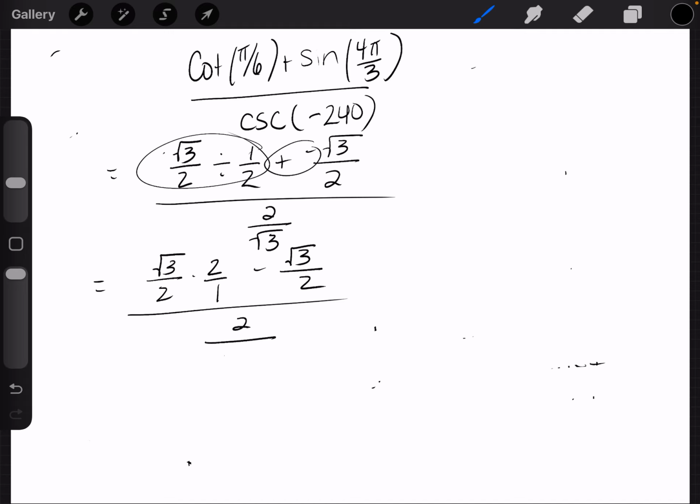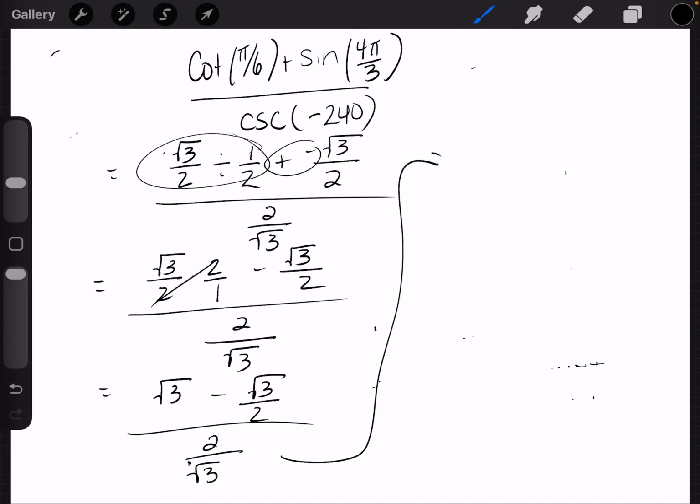And I'm dividing by 2 over root 3. So really, I'm doing root 3 minus root 3 over 2, and dividing by 2 over root 3. So I need to get a common denominator, which means I'm multiplying the top and bottom by 2. I have 2 root 3 minus root 3. 2 root 3 minus root 3 is just 1 root 3. My denominator stays as a 2.